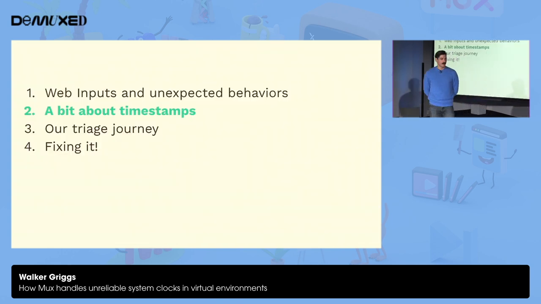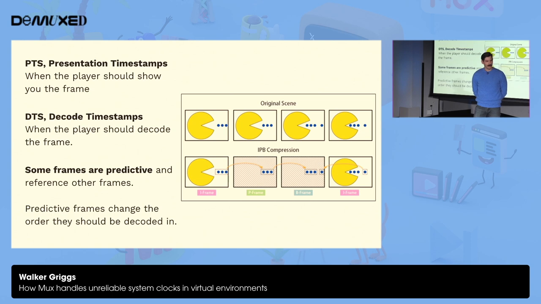So quick detour to talk about timestamps, because clearly they're at fault, and that's the first thing that we needed to investigate. We need to get our hands dirty. I'm pretty sure all of you have this down by now. But for the folks in the recording, you'll often hear PTS and DTS talked about, the presentation timestamp and the decode timestamp. The former is when the viewer needs to show you the fully decoded frame, and the latter is when the player needs to start decoding it. And obviously these are different because some frames are predictive and reference other frames. They're called delta frames. You need to have that reference fully decoded before you can decode the prediction.